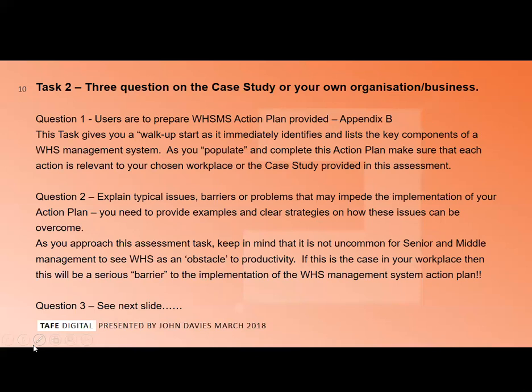The second question we're asked there is, as the WHS coordinator, you are to play this role: how could you contribute to the implementation of the WHS action plan, but also facilitate and contribute to that plan?